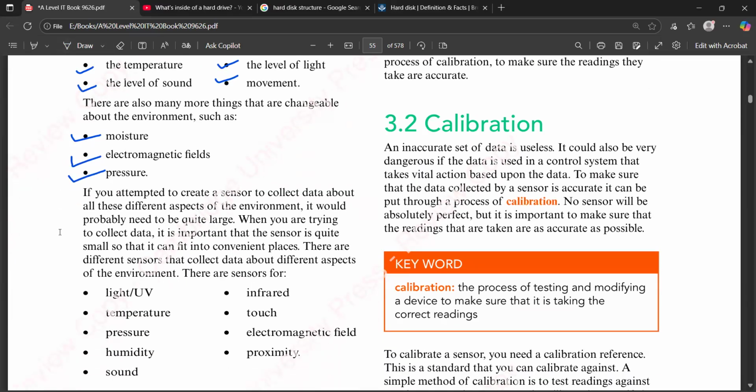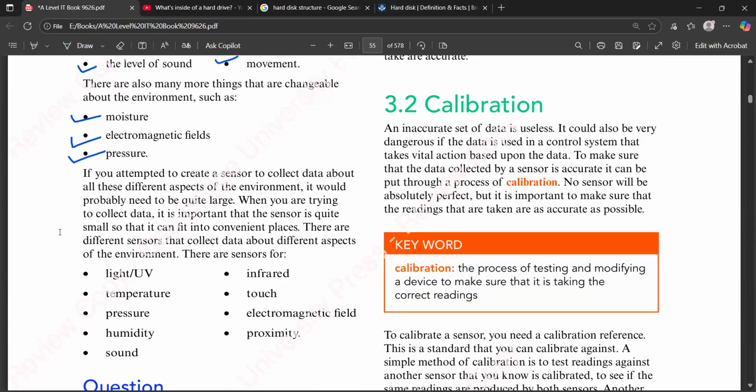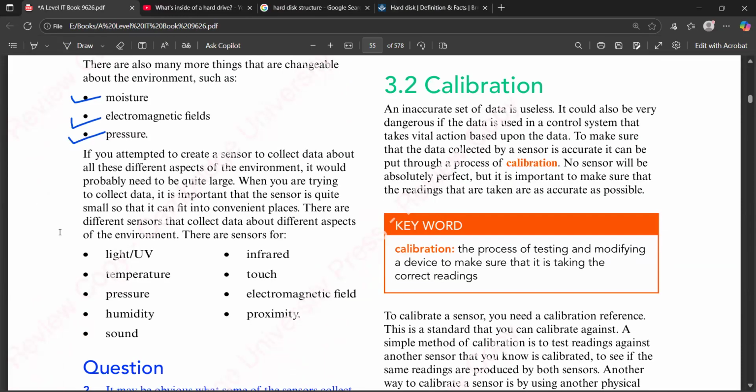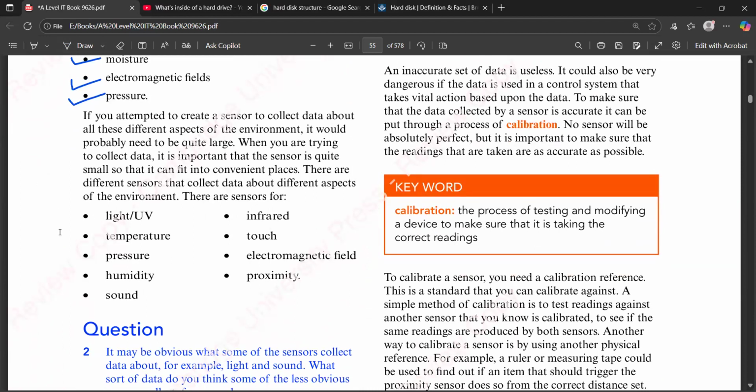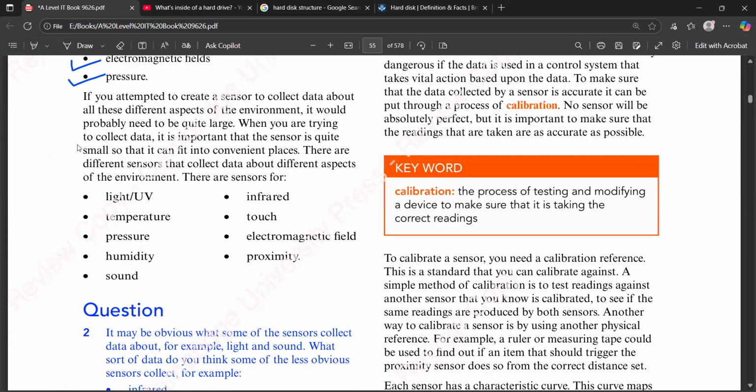But if you attempt to create a sensor to collect data about all these different aspects of the environment, it would probably need to be quite large. When you are trying to collect the data, it is important that the sensor is quite small so that it fits in a convenient place and records all the levels. Some examples of sensors are the light or UV sensor, temperature sensor, pressure sensor, humidity sensor, sound sensor, infrared sensor, touch sensor, electromagnetic sensor, and proximity sensor.